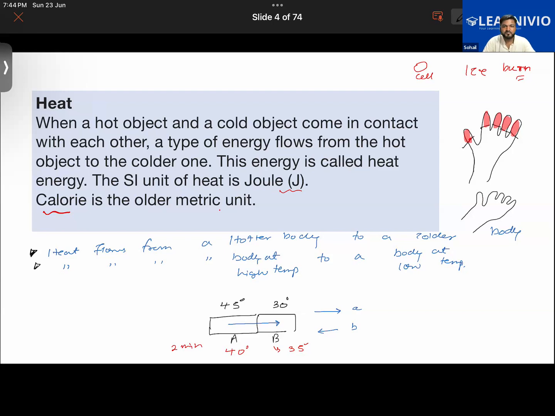Sir, can't we just put it in hot water now? No, it does not work like that.